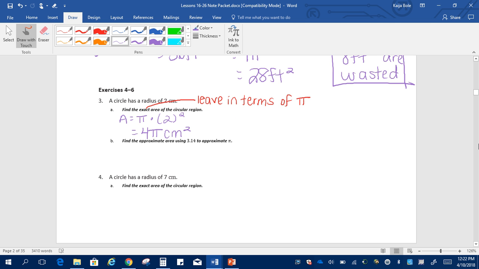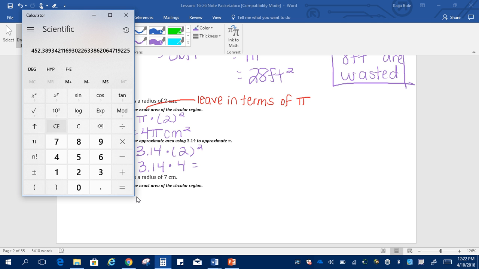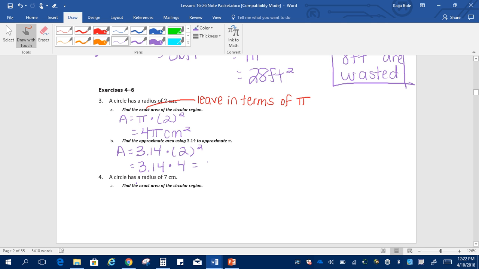Alright, now it says find the approximate area using 3.14. So we'll have A equals 3.14 times 2 squared. So we're going to do 3.14 times 4, and if you plug that in your calculator, 3.14 times 4, you get 12.56, so this would be 12.56 centimeters squared. Okay.